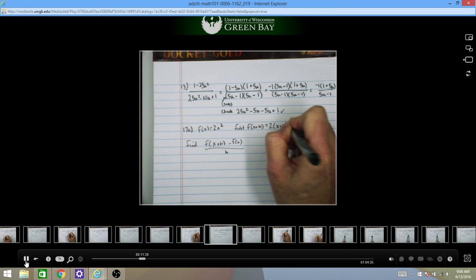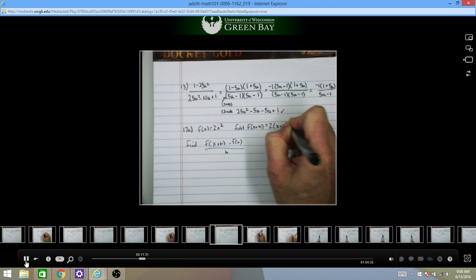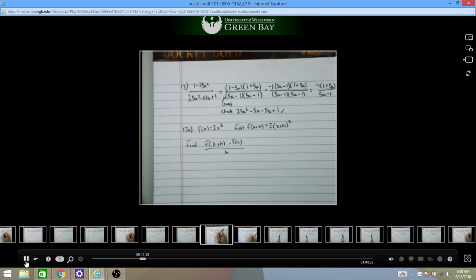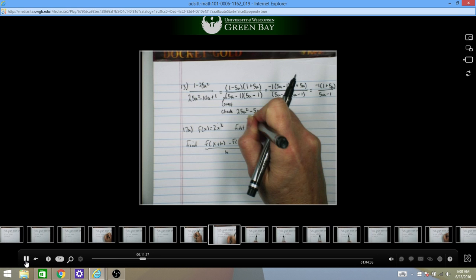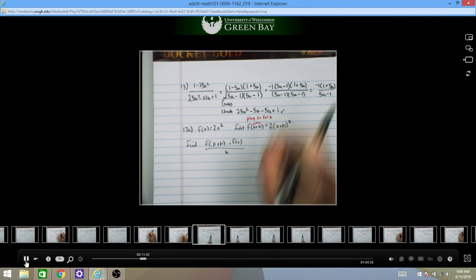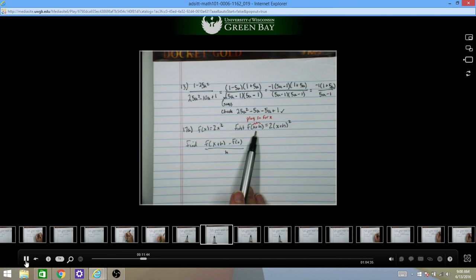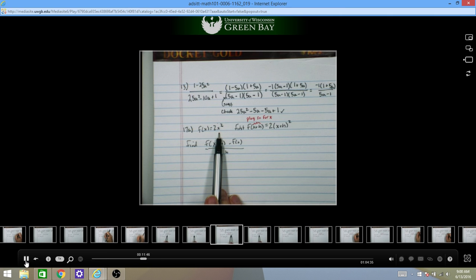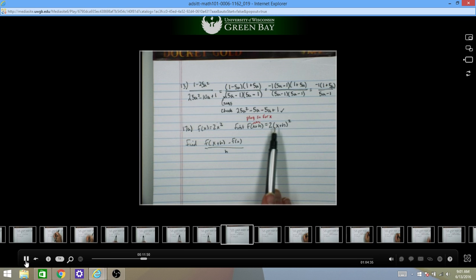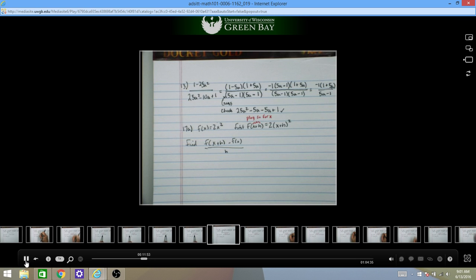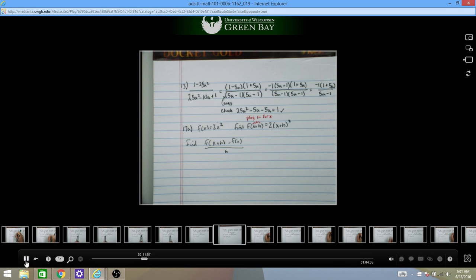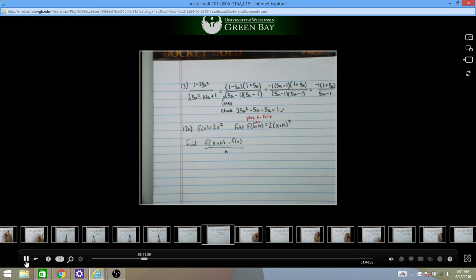Oh, I'm kind of confused about that. So function notation, whatever's in these parentheses, you put in for the x right here. So instead of x being squared, it's the x plus h being squared, because that's what's in the parentheses. Oh, okay. So you work that part first, and then you put it in right here.